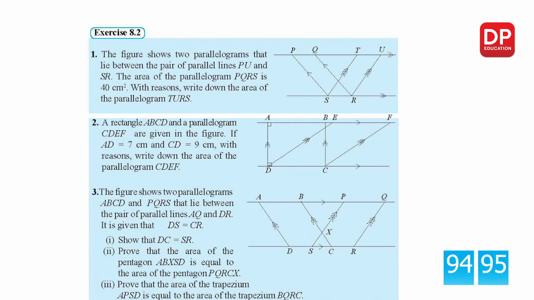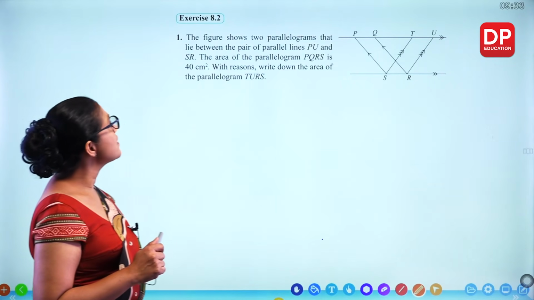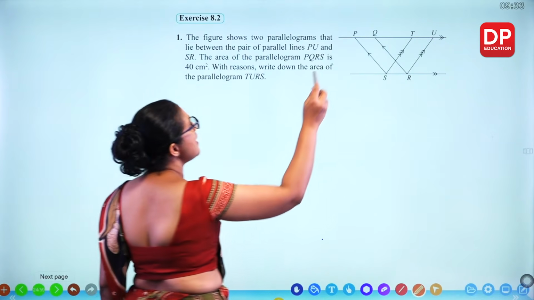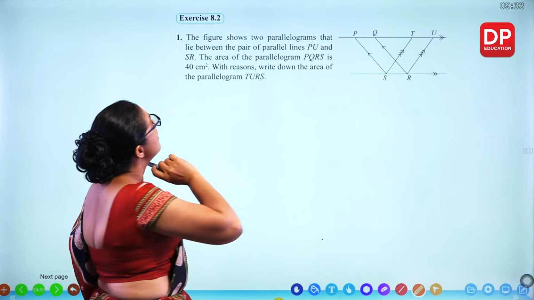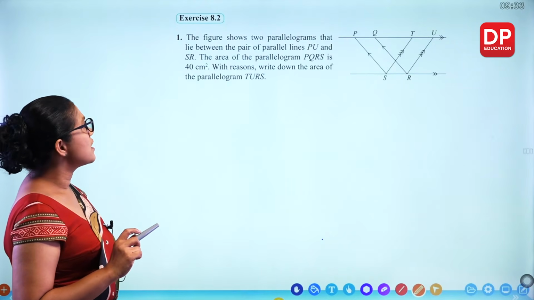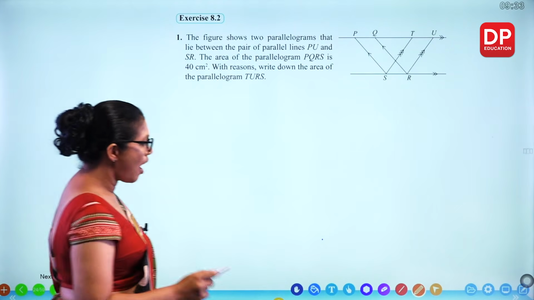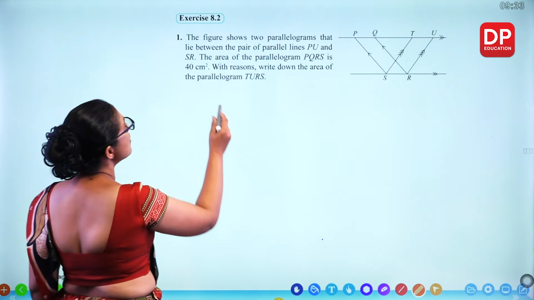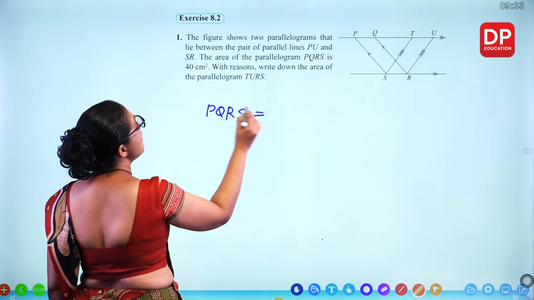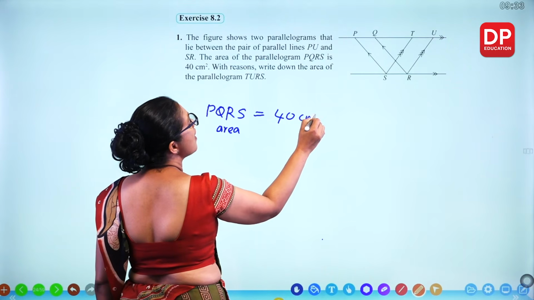We'll take exercise 8.2. First question. The figure shows two parallelograms that lie between the pair of parallel lines PU and SR. The area of the parallelogram PQRS is 40. With reasons, write down the area of the parallelogram TURS. It's given PQRS area is equal to 40 square centimeters.